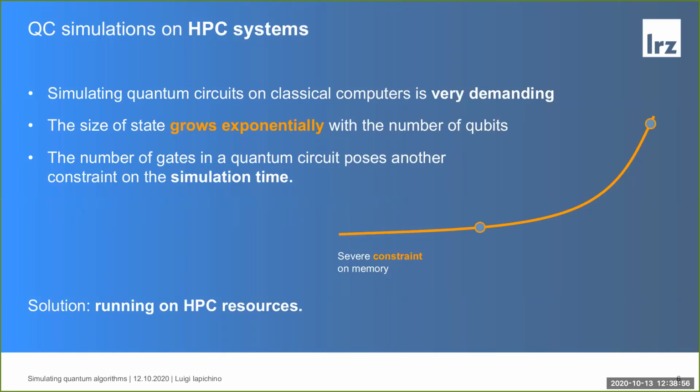Why do we need HPC systems for this? These kinds of simulations are twice as demanding. On the one side, the size of the quantum state that one wants to simulate grows exponentially with the number of qubits, so with the size of the quantum system that one wants to simulate. And on the other side, the complexity of an algorithm translates, of course, into another constraint on the simulation time. So both for memory and simulation time, a solution is to run on HPC resources.